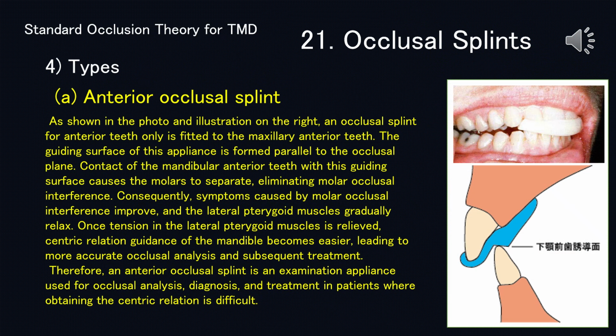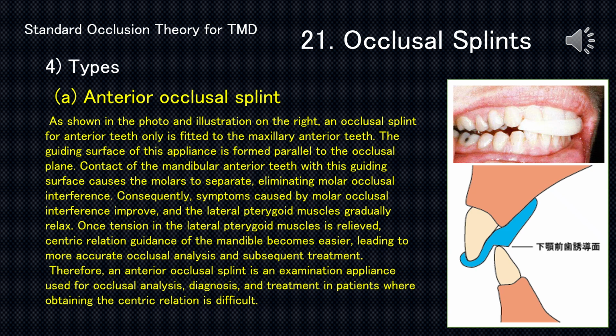A. Anterior occlusal splint. As shown in the photo and illustration on the right, an occlusal splint for anterior teeth only is fitted to the maxillary anterior teeth. The guiding surface of this appliance is formed parallel to the occlusal plane. Contact of the mandibular anterior teeth with this guiding surface causes the molars to separate, eliminating molar occlusal interference. Consequently, symptoms caused by molar occlusal interference improve, and the lateral pterygoid muscles gradually relax.